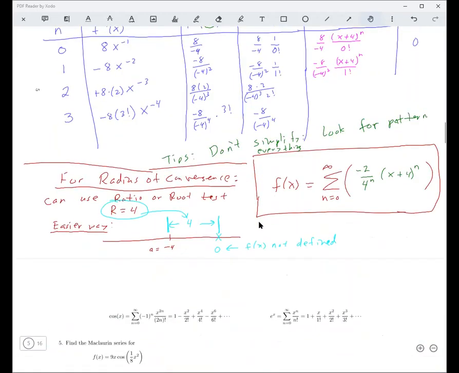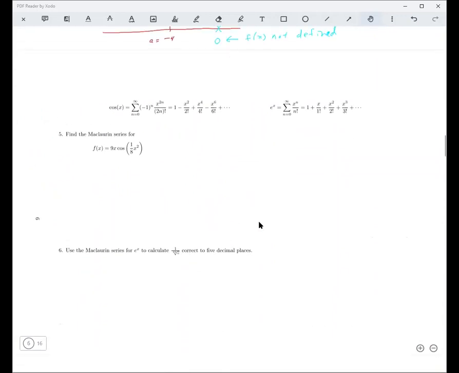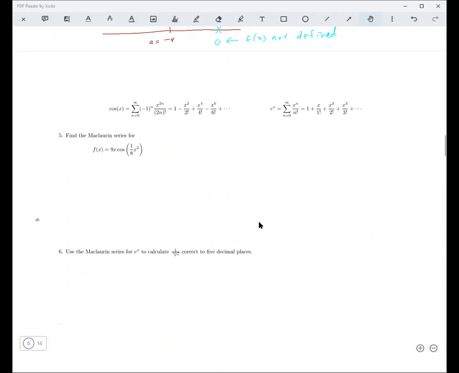So let's go on to the next exercise, number 5, unless there are any questions that anyone wants to ask about that one. Okay, so number 5: find the Maclaurin series for 9x cosine of 1/8 x squared. So for this one, you can split it up into 9x times cosine of x squared over 8.